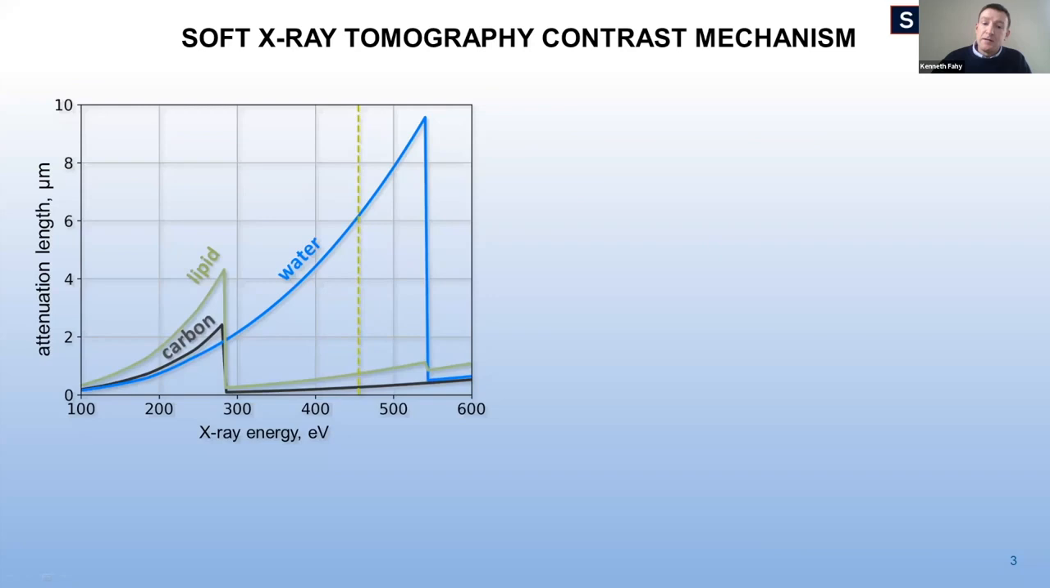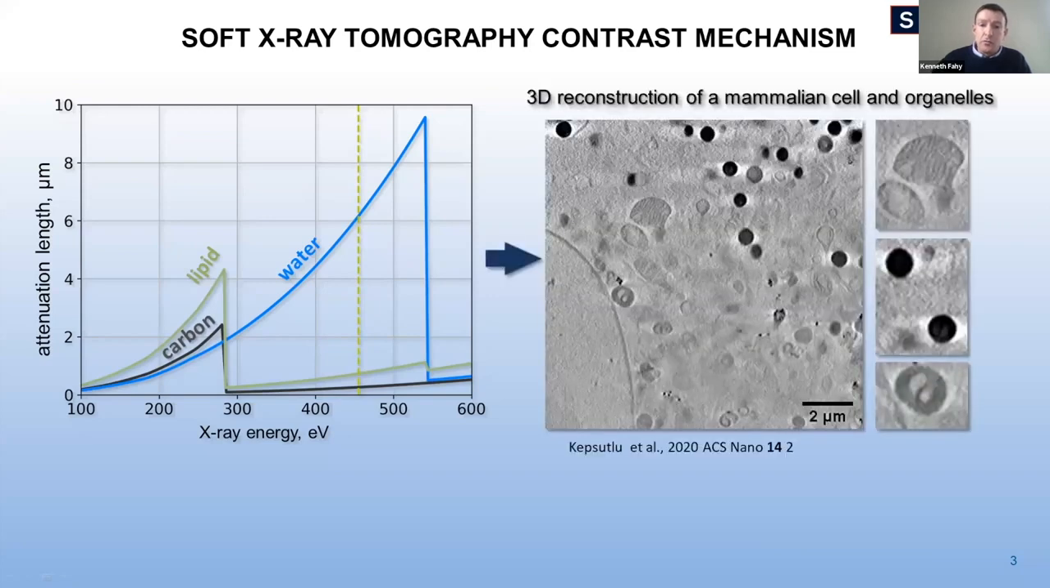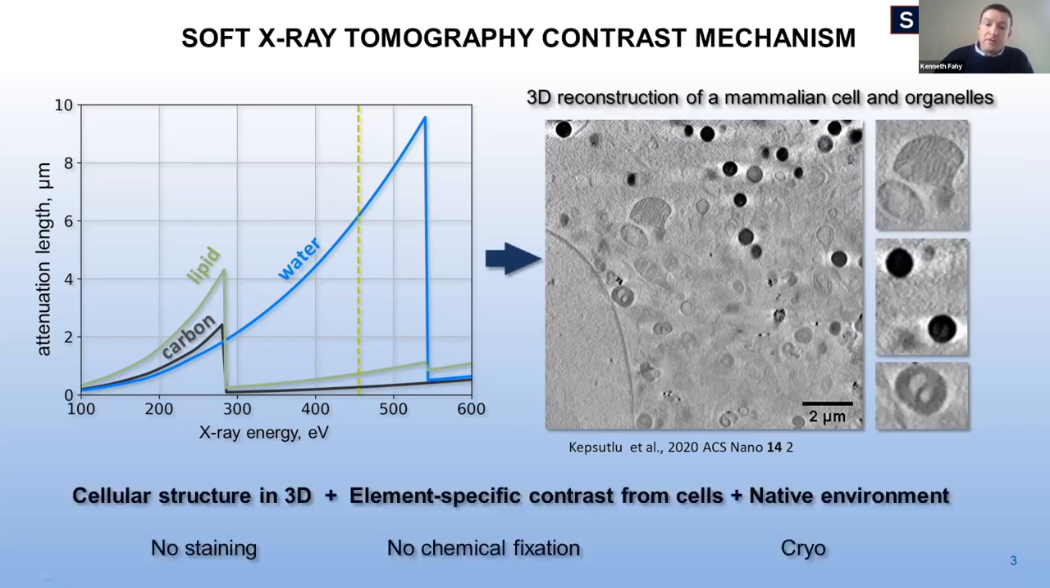So what does this mean? On the right-hand side here, I'll show a slice from a reconstructed whole cell volume, and you'll notice how the organic matter appears dark against the aqueous background. So in summary, soft X-ray tomography allows the following advantages: 3D structural imaging of whole intact cells without any staining, elemental specific contrast without need for chemical fixation, and cells are in their near native environment. The only preparation step is fast vitrification of the sample.